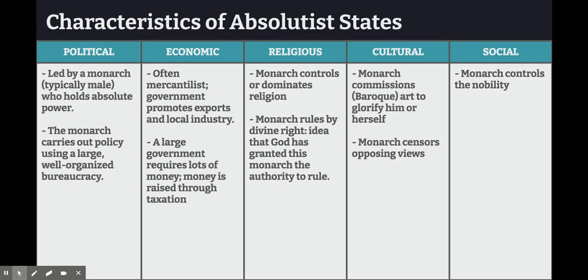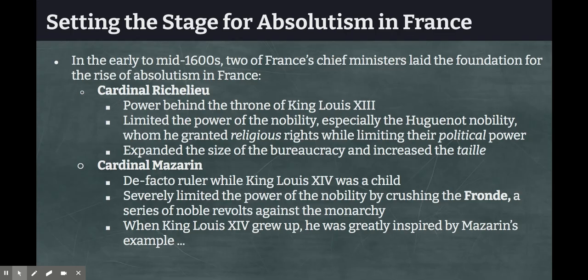And then in terms of social characteristics, finally, the monarch really strongly controls the nobility. So they weren't really threatened by the peasants, for the most part. Sometimes they were, but they were very threatened by the nobles. So we'll see a lot of absolute monarchs use a mix of punishments and rewards to keep the nobles under their control. All right.